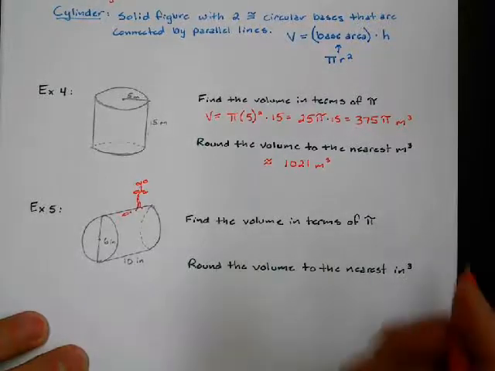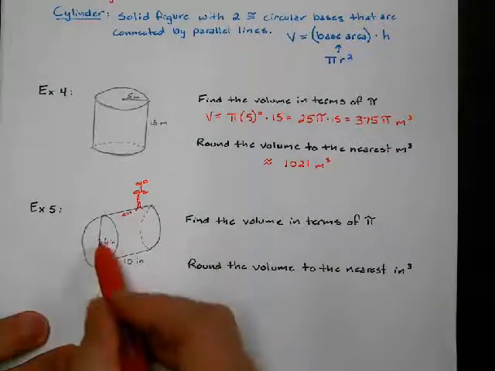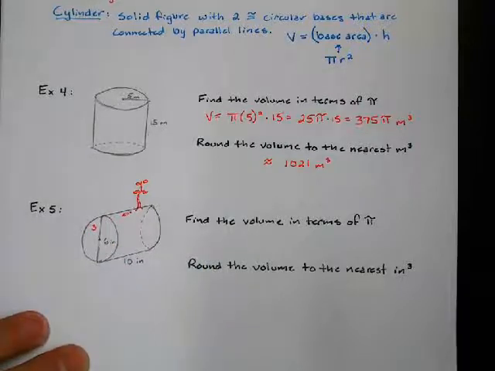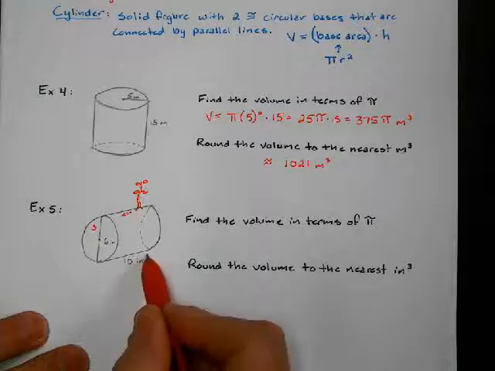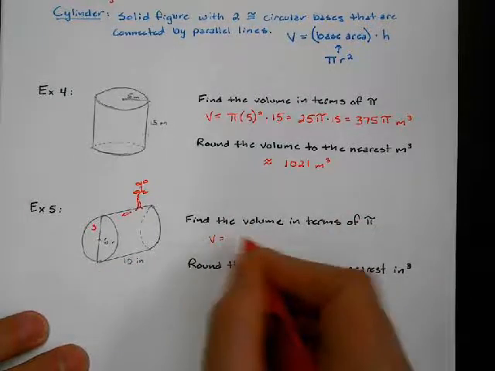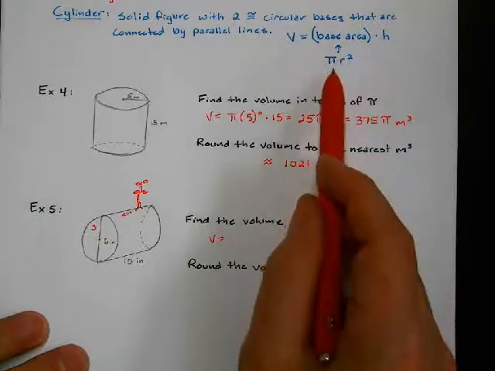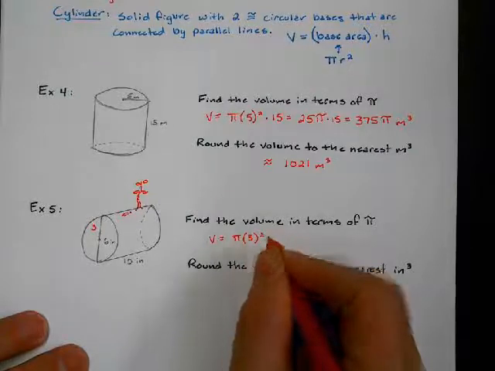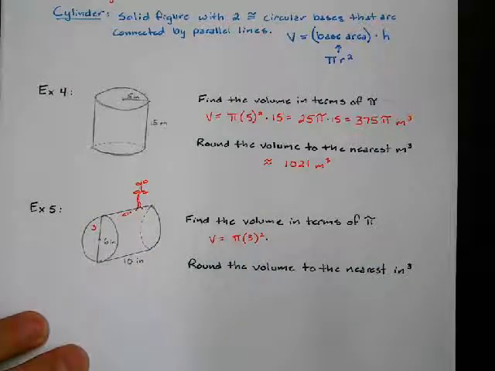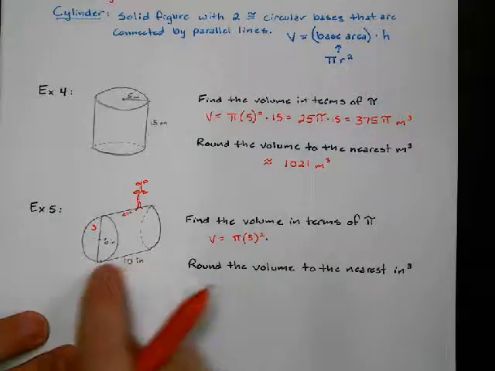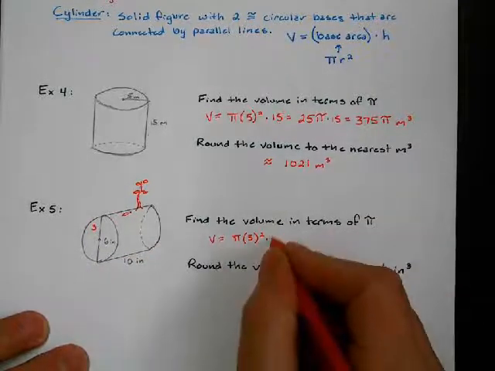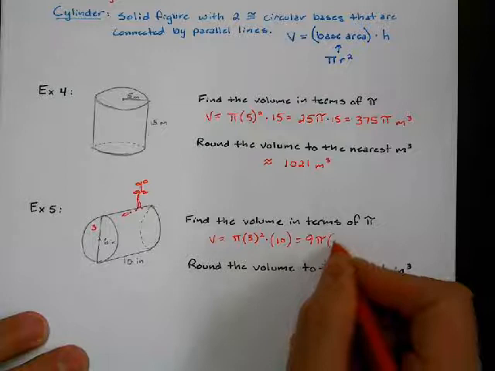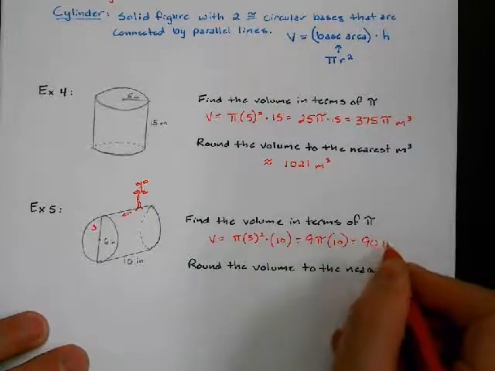Well, this is the diameter, so my radius would be 3. My height is over here on the side, it's 10. So we're going to do volume equals the base area, which is pi r squared, so I would do pi times 3 squared, and then the height is over here. Remember, height doesn't mean up and down. In the case of volume, the height is what connects the two bases. So that's 10. So this is 9 pi times 10, which is 90 pi. And this is in inches cubed.